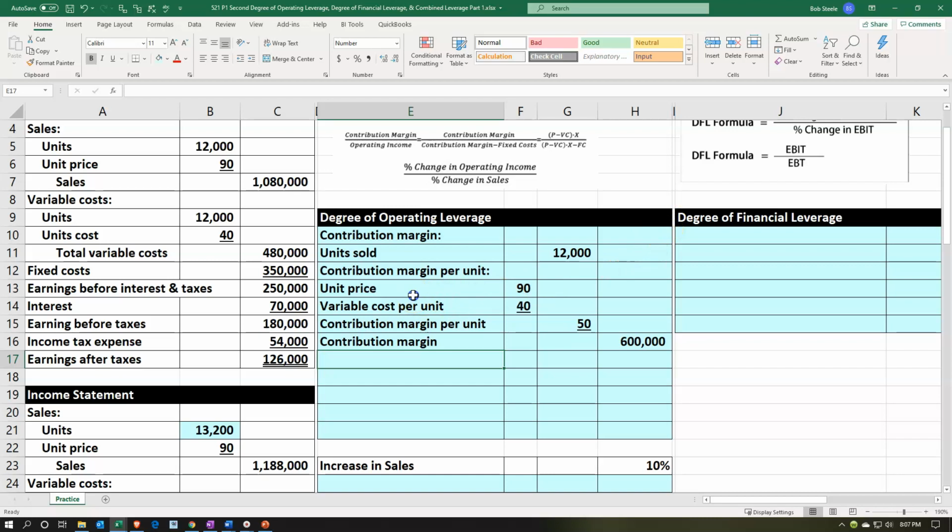Let's go ahead and format this. I'm going to select these three cells, go to the Home tab, Alignment, increase the indenting, then the contribution margin, Home tab, Alignment, increase the indenting.